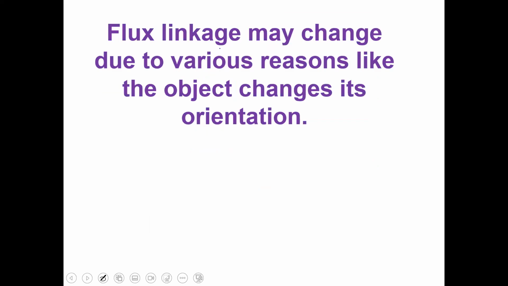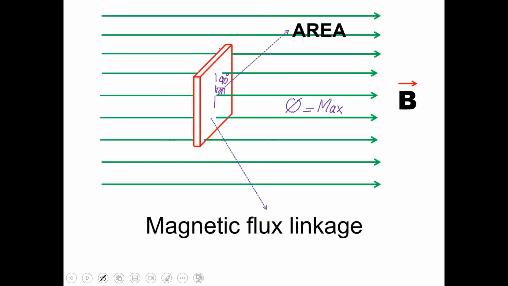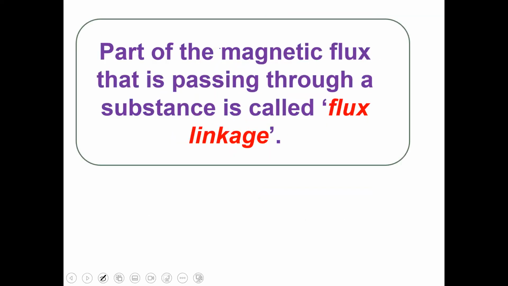When an object is moving, like when you move your mobile, this flux linkage changes. This flux linkage may change, and when the angle is 90, this flux linkage is maximum. So now we talk about flux linkage. The total is the flux, and the part of the flux passing through the material is called flux linkage. You have to copy this screen.